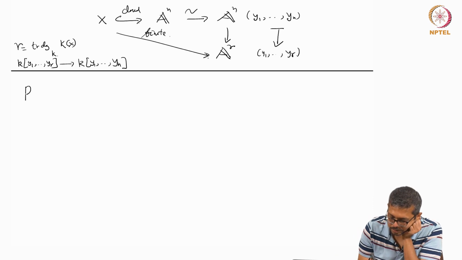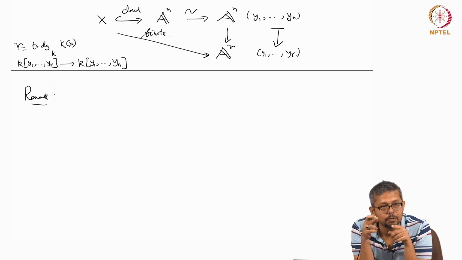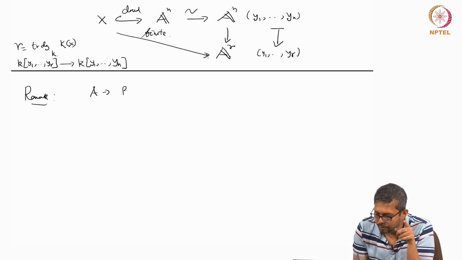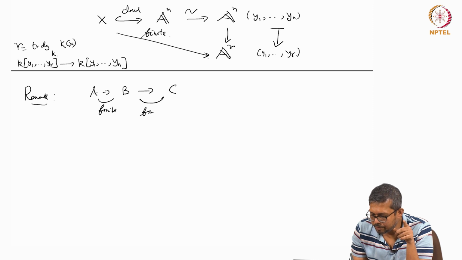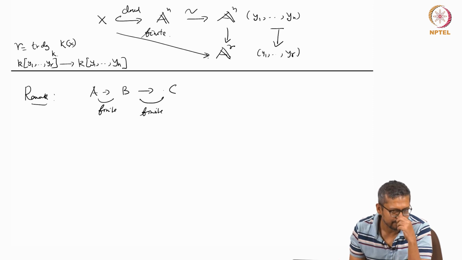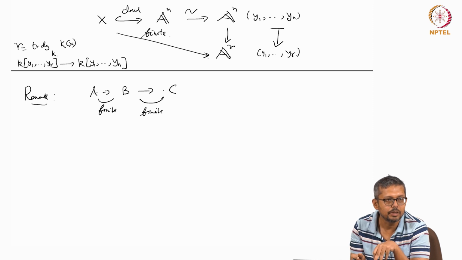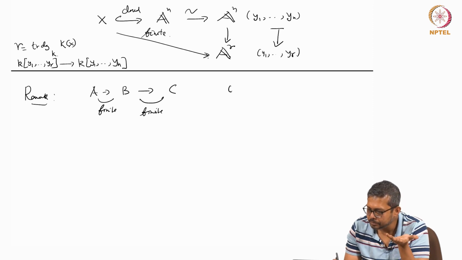And another remark. See, if A to B is a ring homomorphism and B is a finitely generated A module, and if you have another ring homomorphism B to C that is also finite, then the composition is also finite, right? If B is a finite A module and C is a finite B module, then C is a finite A module. So composition of finite is finite. Integral extension, yeah, same thing, yes.